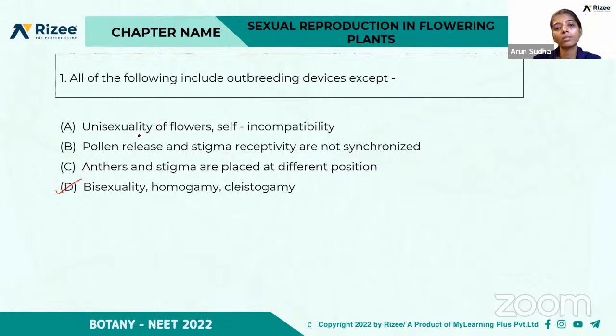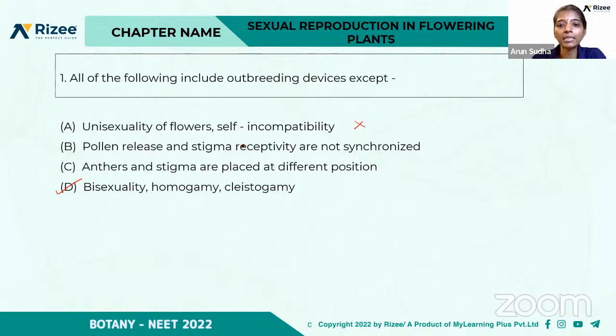So why? Because this unisexuality of flowers and self-incompatibility, these are all devices to ensure cross-pollination, right? So if it is unisexual, obviously only cross-pollination can occur. Self-incompatibility, that is, if the pollen and stigma belong to the same species, the same plant, there will be no formation of pollen tubes. So this is an outbreeding device.